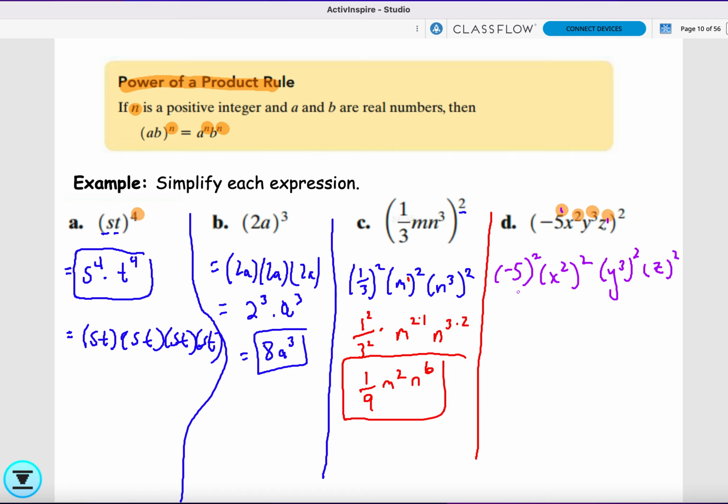So negative 5 squared is negative 5 times negative 5, which is a positive 25. I'm going to multiply the 2's here, right? Because it's a power to a power. The 3 and the 2, and then the 1 and 2. The 1 here. So it'll be x to the 2 times 2, y to the 3 times 2, and z to the 1 times 2. So then we get 25x to the 4th, y to the 6th, and z to the 2nd. And we are done.